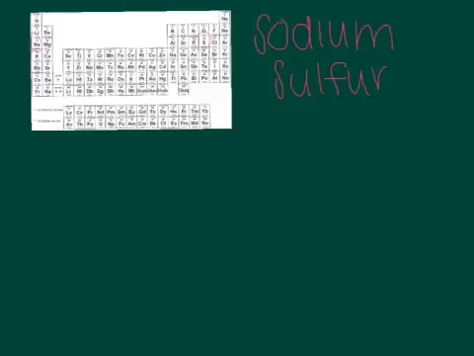sodium sulfur. And so it would be helpful if you had a periodic table to look at, so I put one up there. And so sodium, first you have to put the symbol that's the positive ion. So sodium is the positive one, so it's going to be Na, and then you have to find what its oxidation number is, and its oxidation number is 1+.